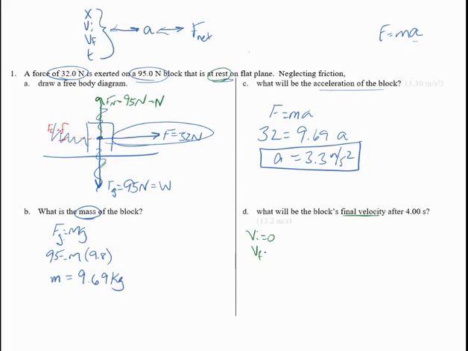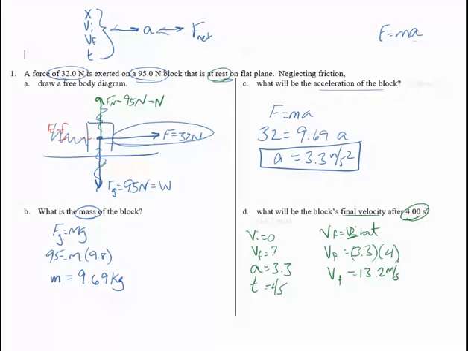What will the block's final velocity be? I'm looking for vf. And we just found the acceleration, 3.3, after t is 4 seconds. Find that value. So what equation do I have that has those four variables? I'm going to do vf equals vi plus at. So I'm solving for vf. My initial velocity is 0, plus 3.3 times a time of 4, and that's going to give me a final velocity of 13.2 meters per second. So that's the first way that we can do it.